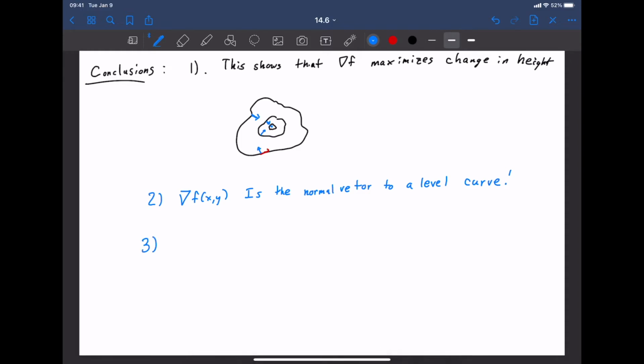The big conclusion. So what if I extrapolated this into a third dimension? Again, confusing. This would be a third dimension in terms of f, which will mean 4 dimensions total. Well, that's why it's really hard to think about. This is going to be the normal to a level surface.